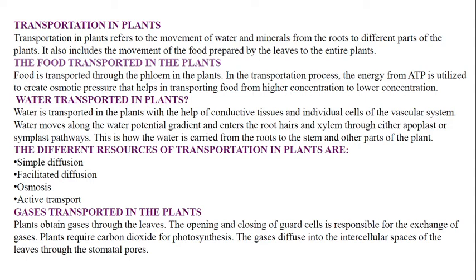Transportation in plants refers to movement of water and minerals from the roots to the different parts of the plant body, and it includes movement of food prepared by the leaves to the entire plant. Means the water transport is nothing but a movement of water and minerals from root to the different parts, as well as whatever food is developed in leaves can also be moved from leaf to the stem and roots. Food transport is done with the help of phloem, which is living in nature.